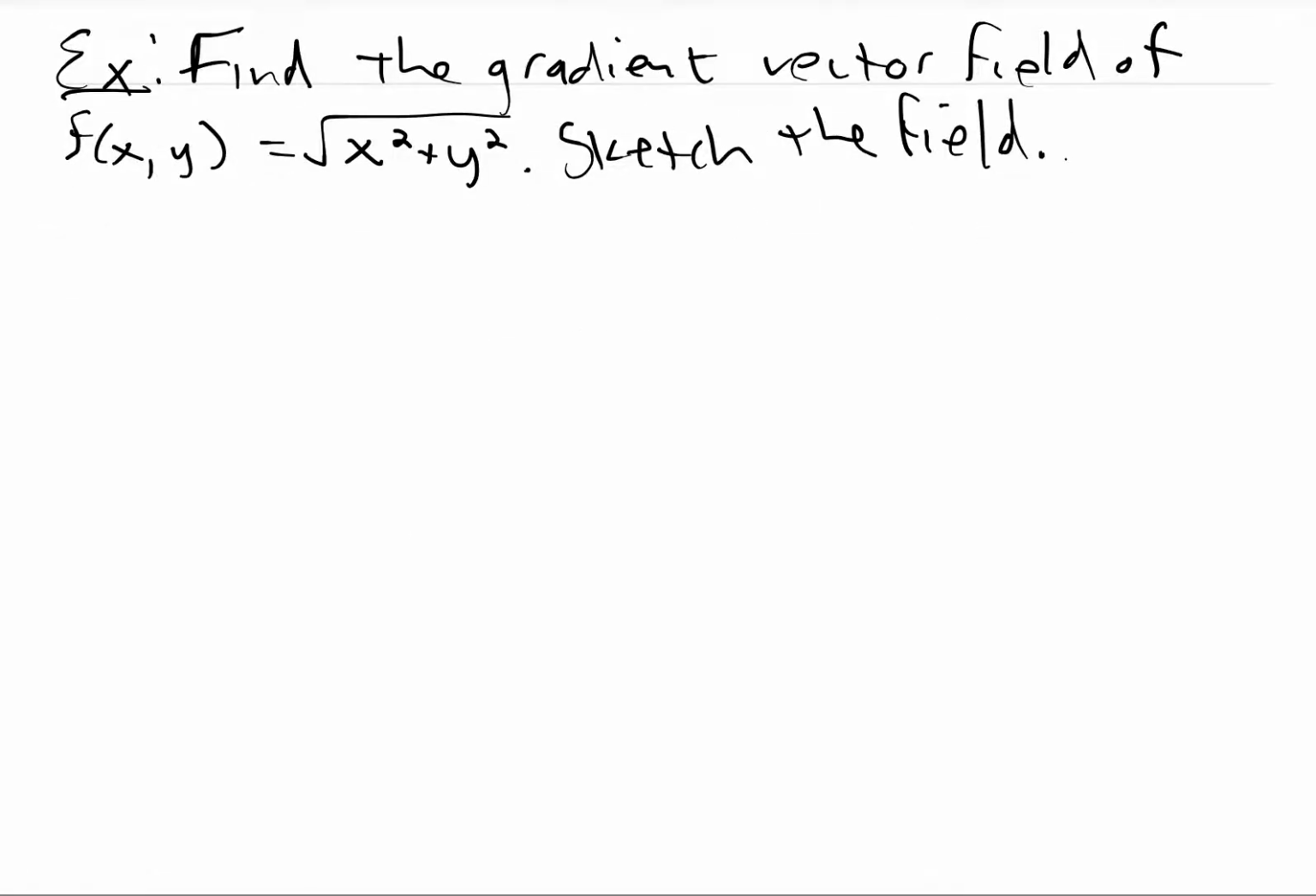Let's see if we can find the gradient vector field of f of x, y equals the root of x squared plus y squared. And I'll go ahead and see if we can sketch the field. Well, really what this is asking here is basically find the gradient. If I'm saying find the gradient vector field, it's a really fancy way to just say find the gradient. We're just emphasizing that that object we get back happens to be a vector field, right?